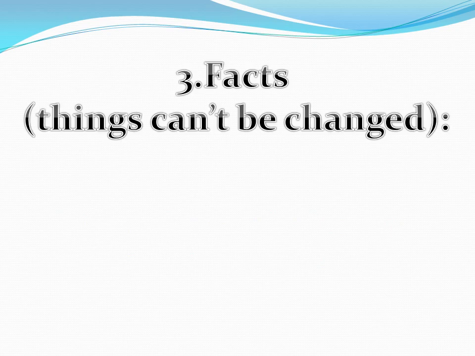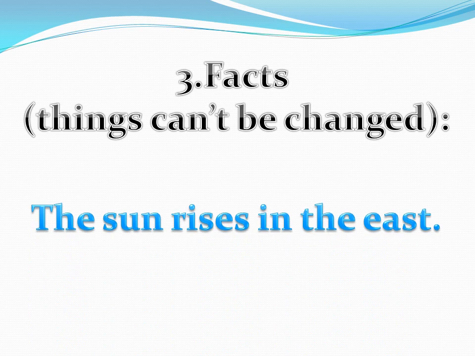Number 3, with facts. Facts means something that you can't change. For example, the sun rises in the east. Every day the sun rises in the east. You can't change it. You can't say, okay, sun today rise in the west or don't rise. So things that you can't change are called facts.